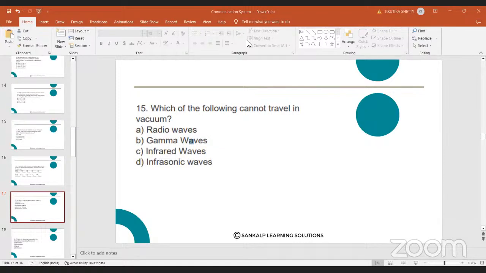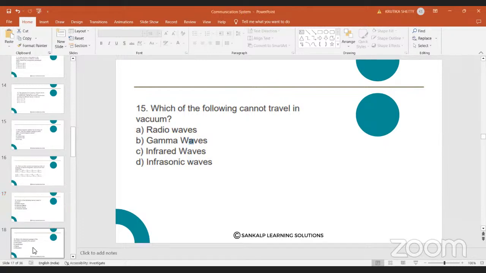Infrared wave is an electromagnetic wave. So we know from the electromagnetic waves lesson that all the electromagnetic waves can travel in a vacuum as well as in a medium. Yes, option D is correct. That is infrasonic waves. Infrasonic waves cannot travel in vacuum.